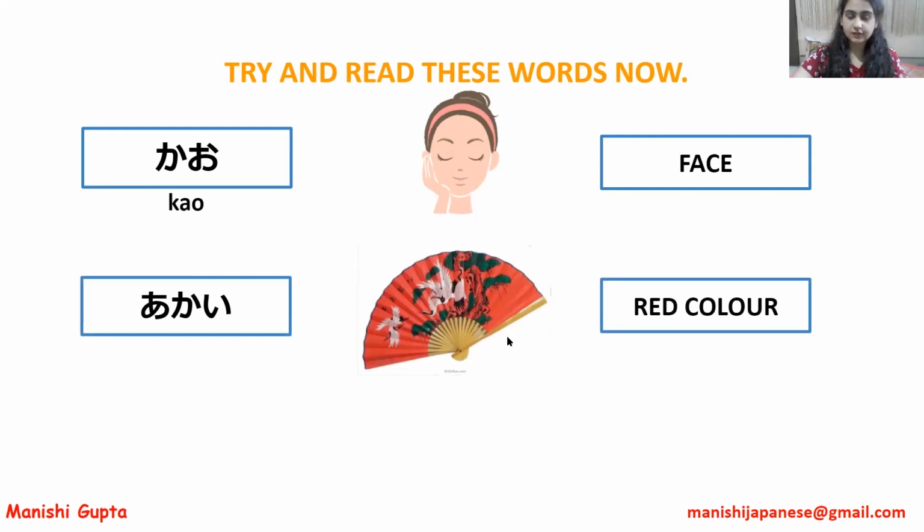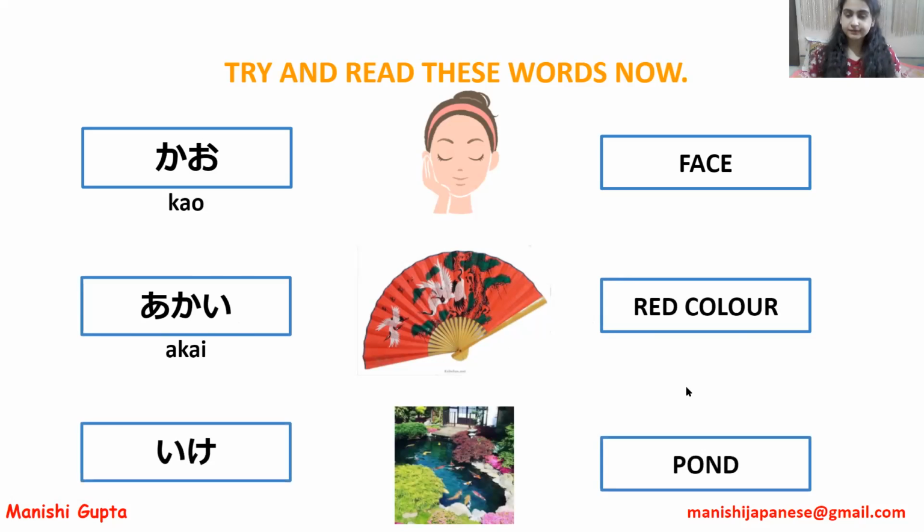Second, try to read this one. This is the word which we were looking at in the very beginning of the video. And I said that, okay, by the end of this video, you'll be able to recognize this word and read this word. So this is the word for red color. And this is a, ka, i. So when you combine it and pronounce it together, it becomes akai. Akai. Akai is the word for red color.